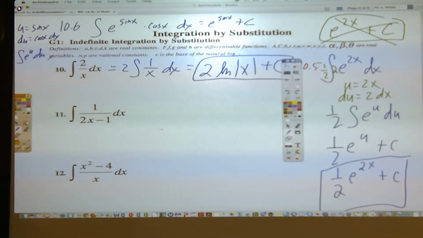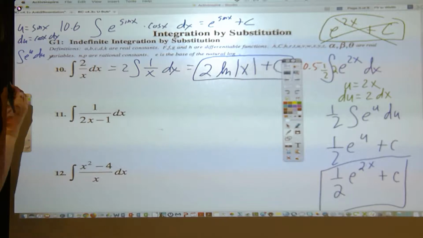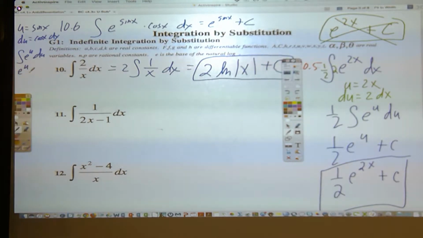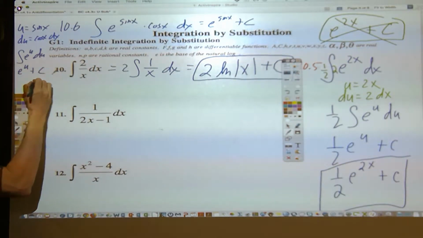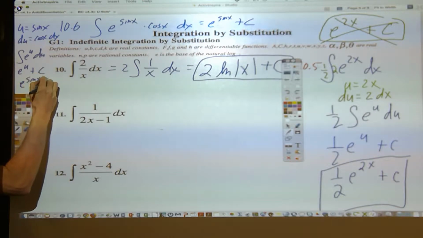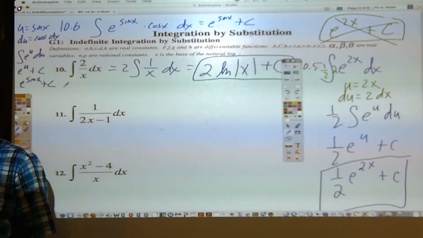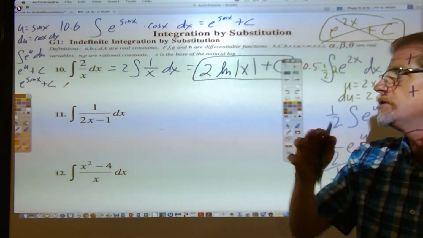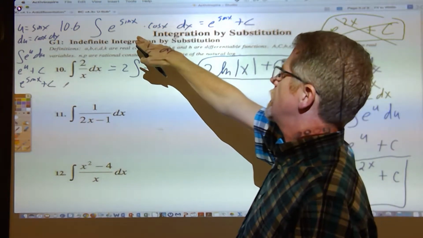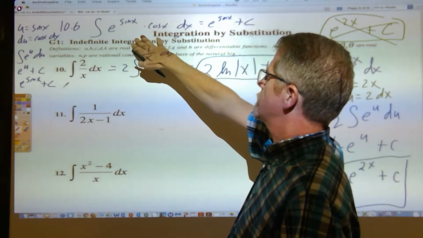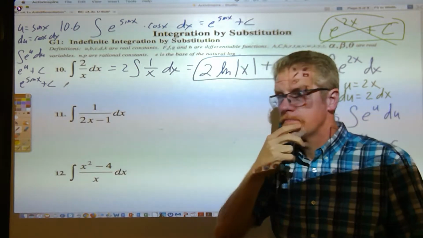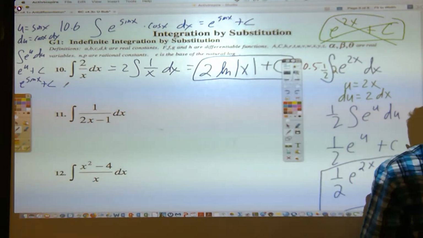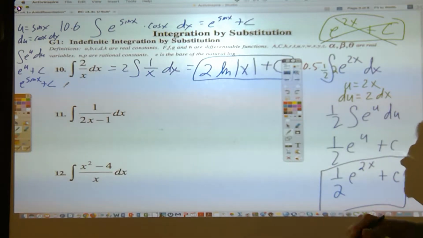Using the letter u. Close. e to the u plus c. So the final answer is e to the sine x plus c. We good on that? All right. My guess is you'll be able to get to the point where you look at this and say, oh yeah, it's e to the u, du matches up, it's just e to the u plus c. You'll get there. All right, number 11.